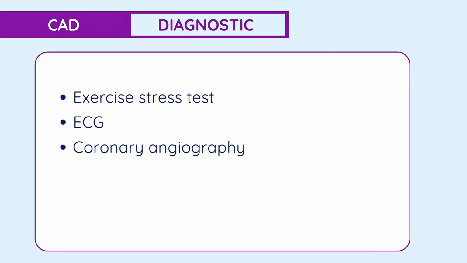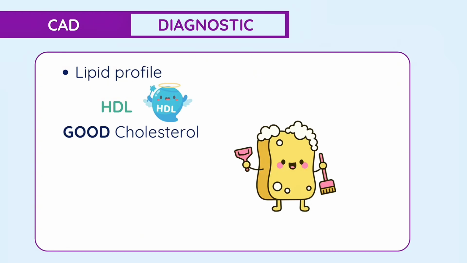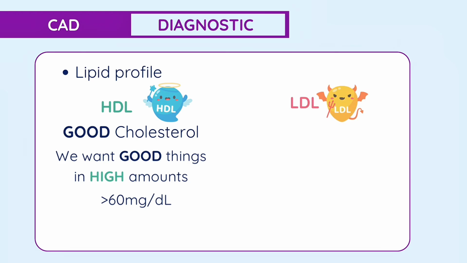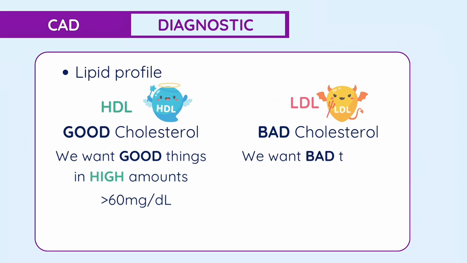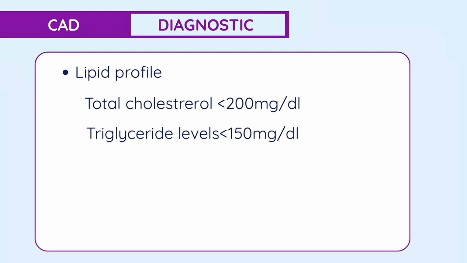And a simple blood test gives us the lipid profile. HDL is the good cholesterol. Think of it as the cleaning crew, clearing cholesterol away from the arteries. And we usually want good things in high amounts, anything greater than 60 milligrams per deciliter. While LDL is the bad cholesterol, it's what actually deposits into the arterial walls. And we want bad things in low amounts, anything less than 100 milligrams per deciliter. We also look at the total cholesterol and triglyceride levels.